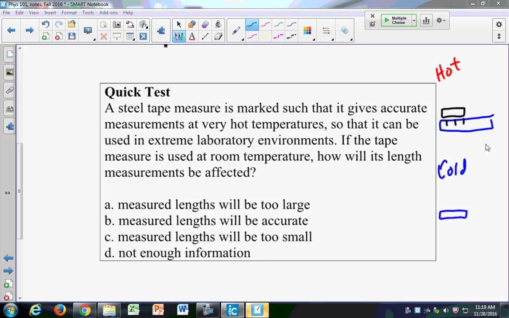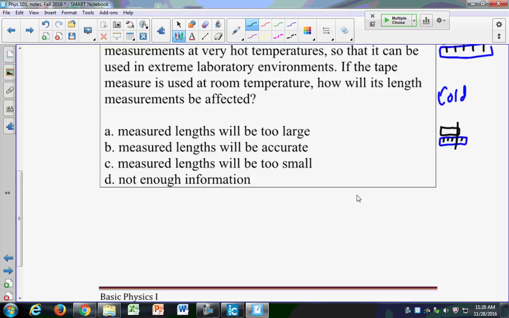And now my marks are going to be closer together. And now if I put this object that I had up here next to this new ruler, notice it's going to be measured not 3 units long, but 4 units long. This is not the correct measurement because my ruler has gotten smaller and it's just not calibrated properly anymore. Don't worry, we'll see some other questions like that dealing with linear expansion.